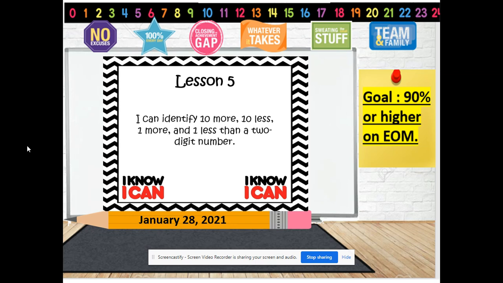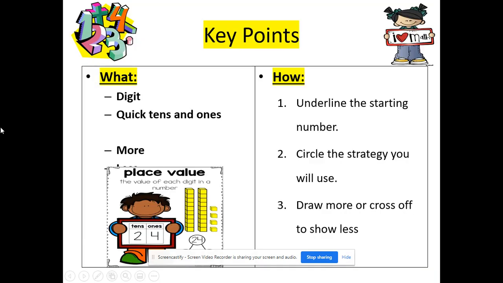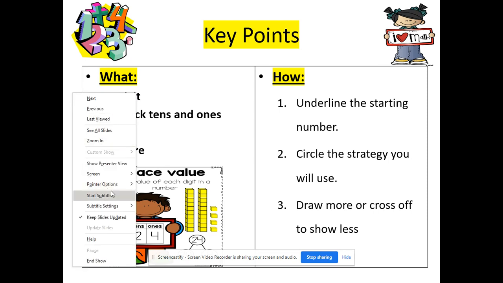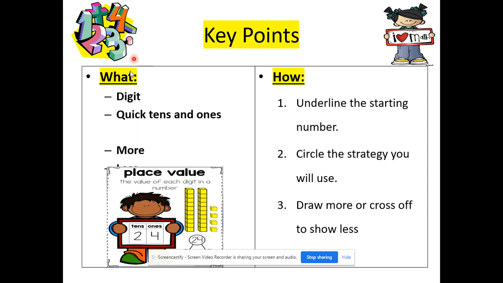Our objective says I can identify 10 more, 10 less, 1 more, and 1 less than a 2-digit number. So let's get started. Our key points. What do we need to know? Well, we need to know what a digit is. And a digit is just another word for number. So for example, 24, the digits are 2 and 4.